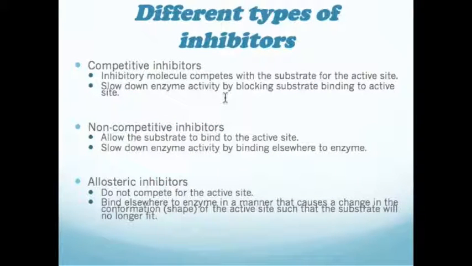Different types of inhibitors. Competitive inhibitors are molecules that compete with the substrate for the active site. So they're actually in direct competition with the substrate for the enzyme. They slow down enzyme activity by blocking the substrate from binding to the active site. Non-competitive inhibitors allow the substrate to bind to the active site, but they slow down enzyme activity by binding to the enzyme somewhere else. So they bind to the enzyme in a different spot to the active site, and this prevents the enzyme from functioning properly and catalyzing the reaction of the reactant.